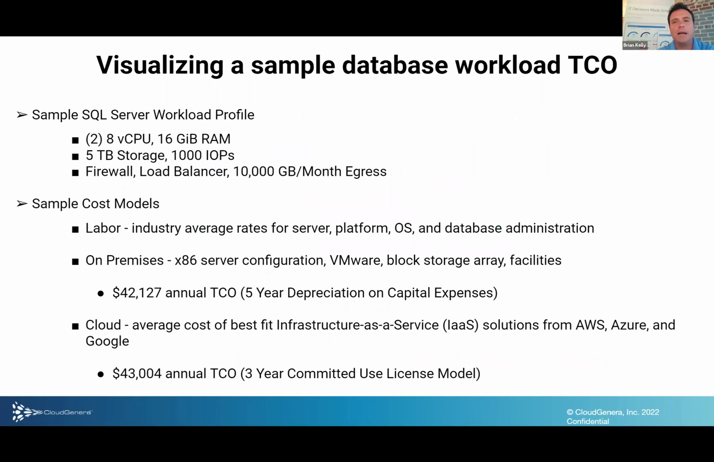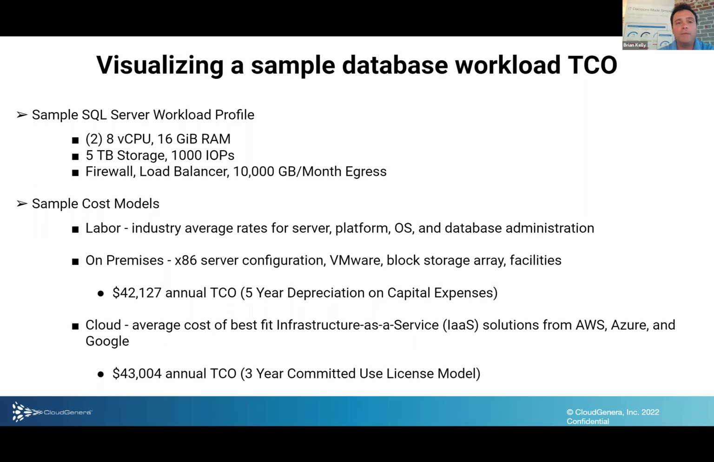Next, to help visualize how these different costs contribute to the overall total cost of ownership of a database workload, we're going to focus on a sample workload profile. Specifically, we're going to look at a SQL Server workload in a very common configuration, clustered configuration with 8 vCPUs and 16 gigs of RAM. It has 5 terabytes of storage. In this case, it's block storage. And it's really a general purpose type of database. So not a highly specialized workload that requires lots of IOPS, just 1,000 IOPS configured.